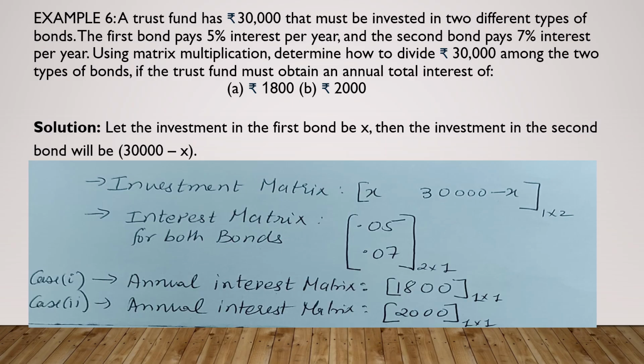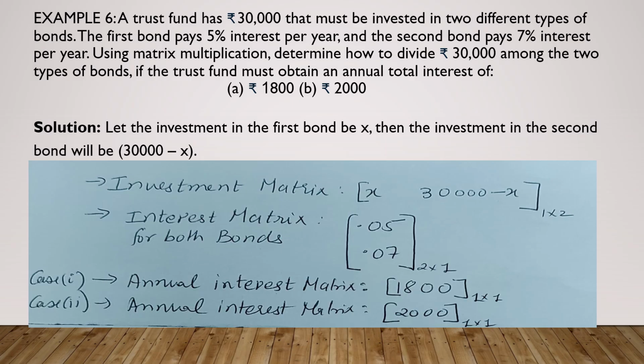Now first thing is what is given to us is total amount we have is 30,000 that we have to invest in two types of bonds. So suppose in the first bond we are investing X. So in the second bond the investment would be 30,000 minus X. So see we have to use matrices. So first we will form all the type of matrices over here. First one is the investment matrix, that is X and 30,000 minus X for the two bonds. Second is the interest matrix for both the bonds. The interest matrix, the first bond gives 5% means 0.05 interest and second one gives 7% means 0.07.